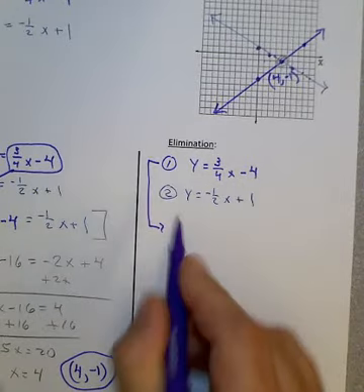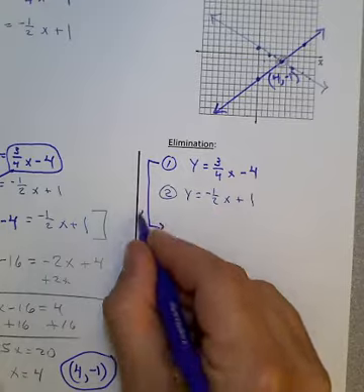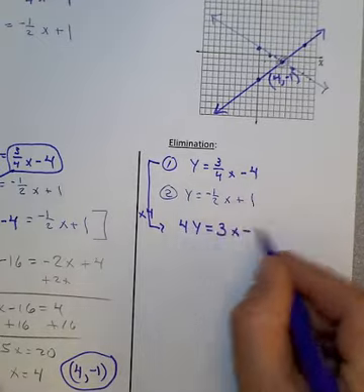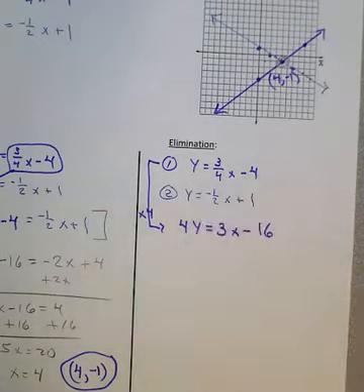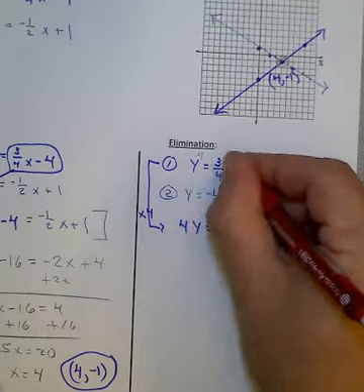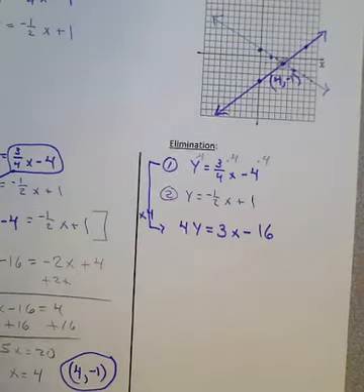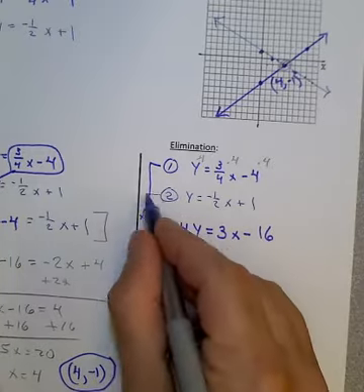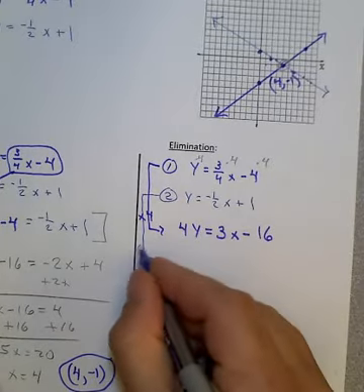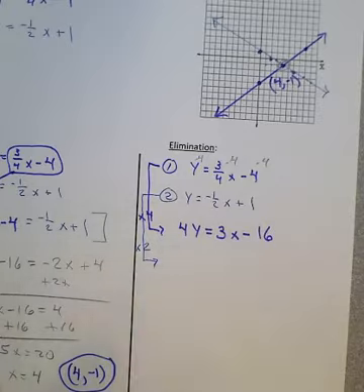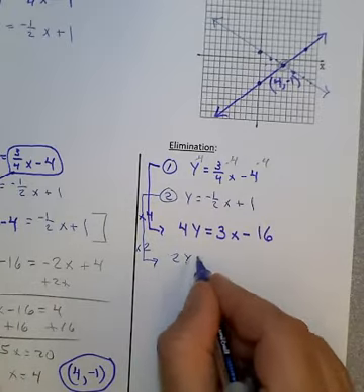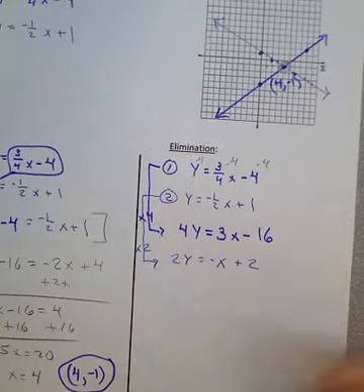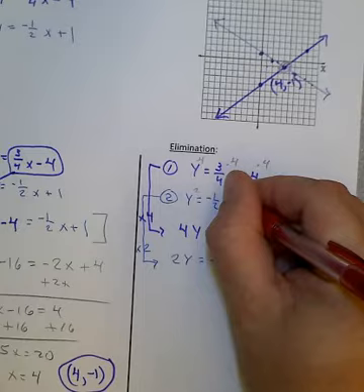First, I multiply equation number 1 times 4. That gives me 4y equals 3x minus 16. Each term got multiplied times 4. Equation number 2, I want to clear its fraction out, so I'm going to multiply times 2. That gives me 2y equals a negative x plus 2. Each term got multiplied times 2.